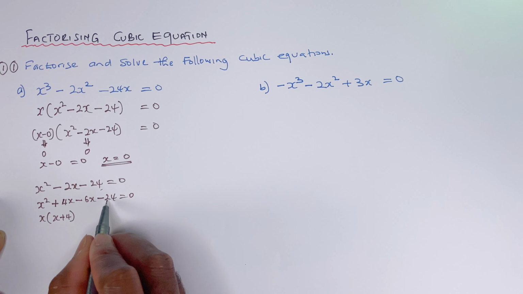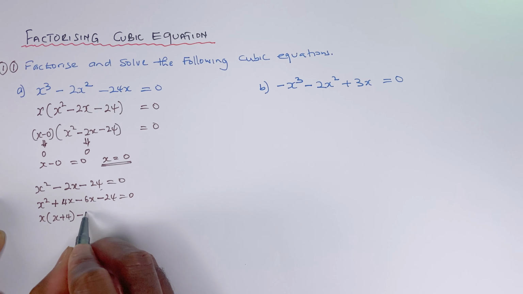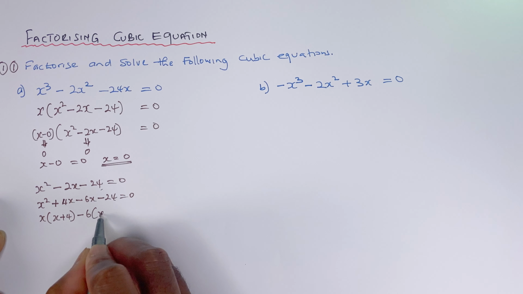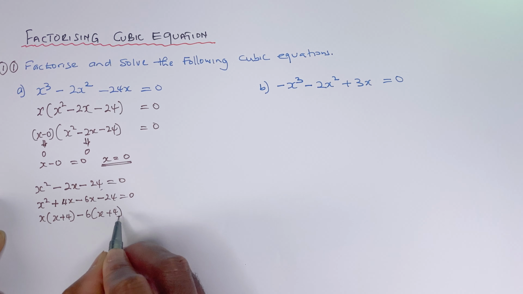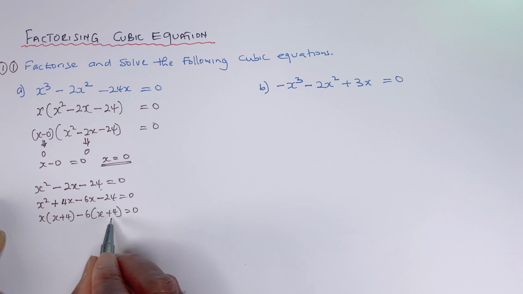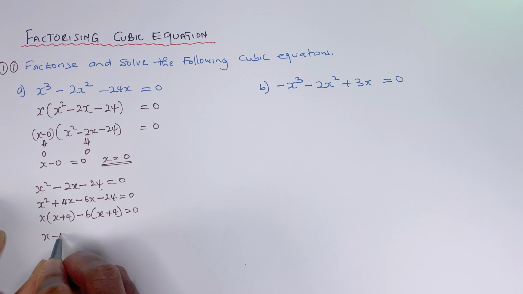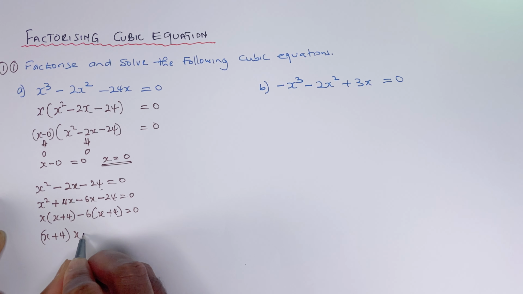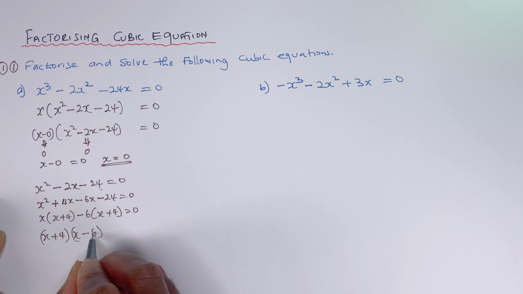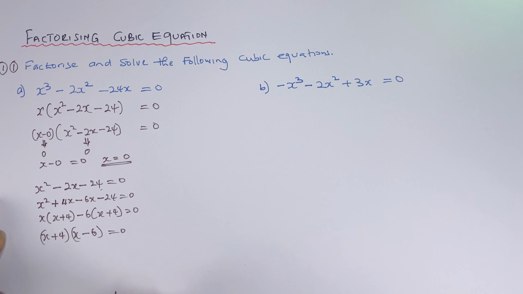And the common factor here is minus 6. So if I take minus 6 out, I'll get x plus 4. So that means same common factor here. So the factorization will be x plus 4, x minus 6, equal to 0.